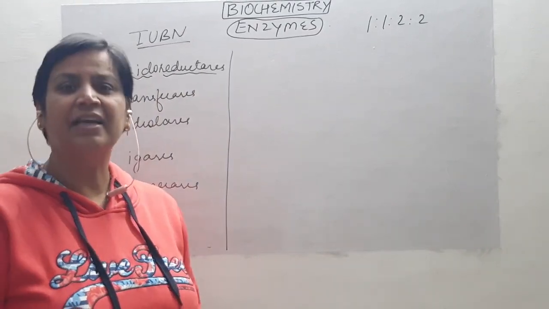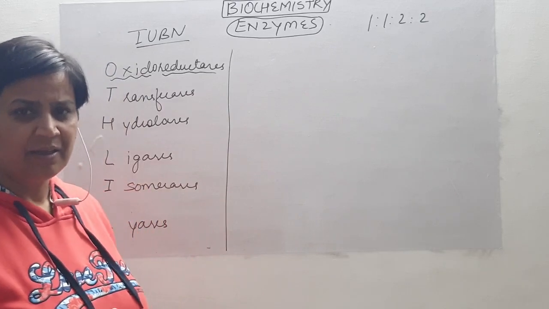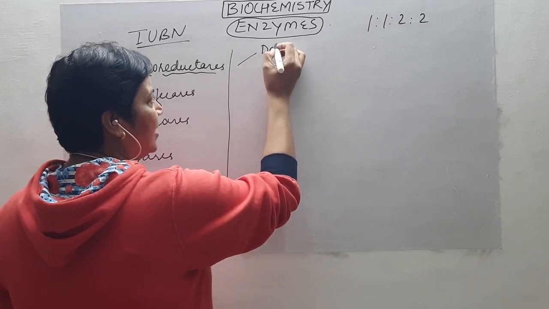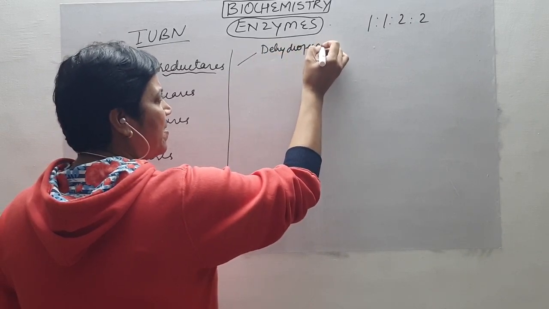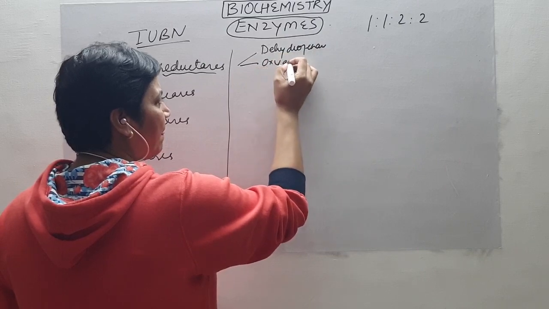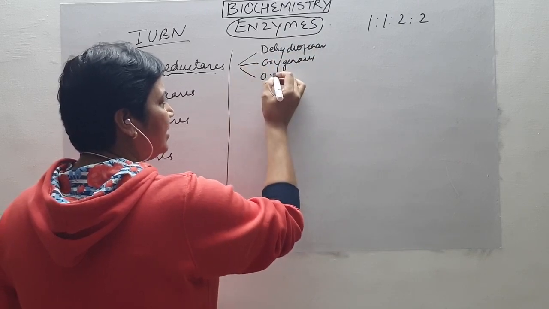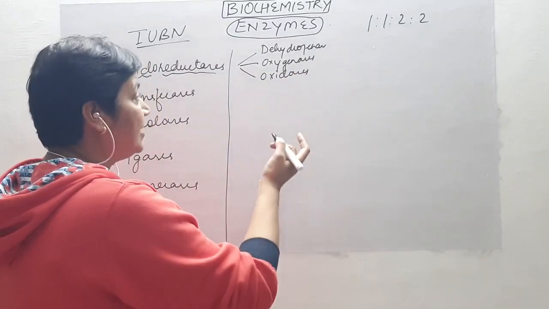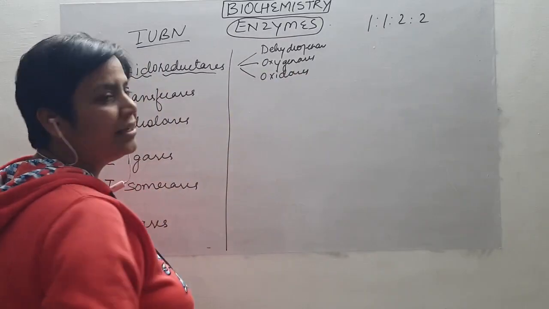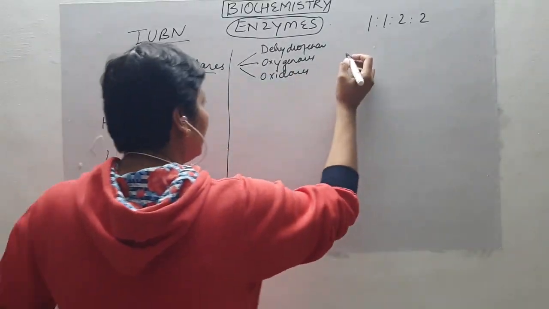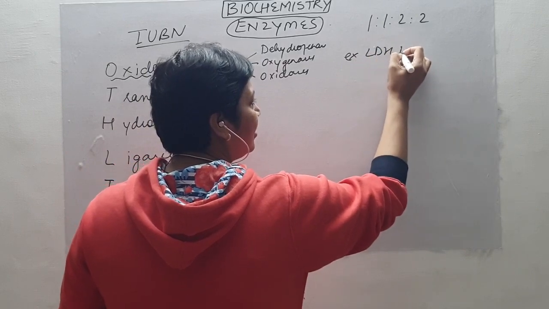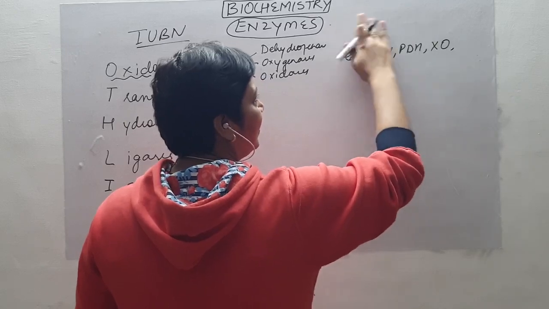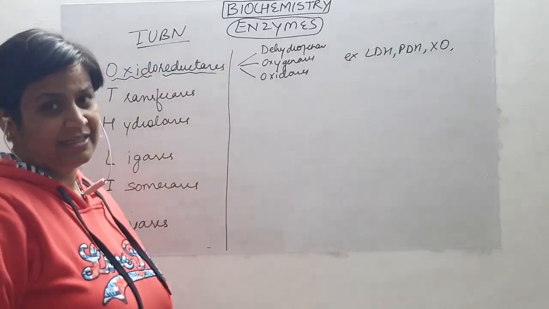And this class is considered to be a very elaborative class because it has other subclasses also, like dehydrogenases, oxygenases, oxidases, and so on. Peroxidases, catalases, they will come under this. Examples of oxidoreductases are LDH, PDH, xanthine oxidase, they will come under the oxidoreductases class.